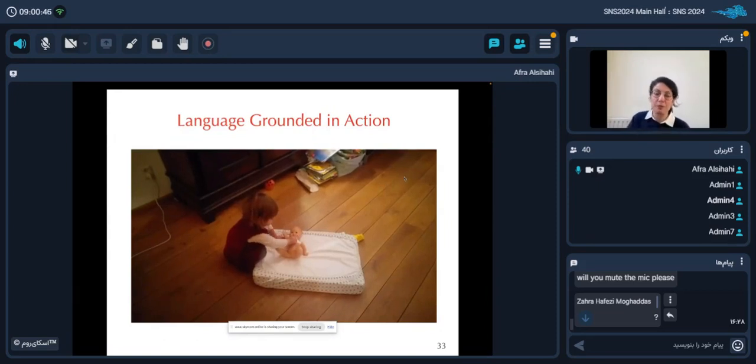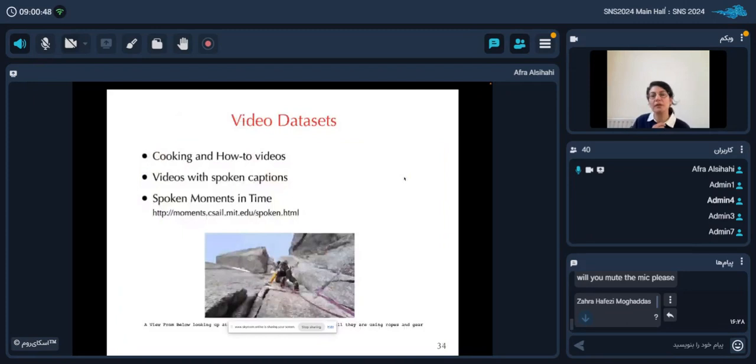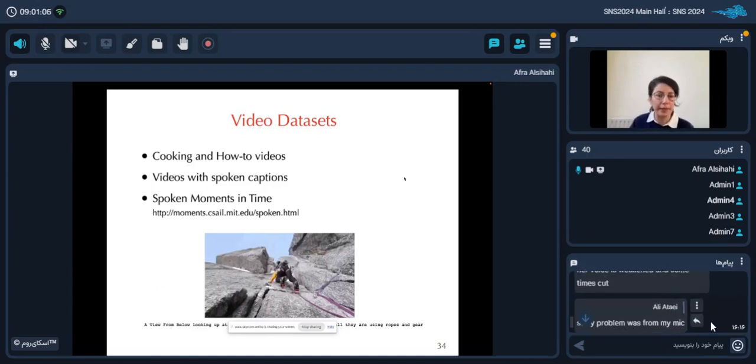So what we really want to do is to move away from these static images and look at videos instead of images. It seems rather straightforward. We basically have to look for data sets that contain videos with some descriptions of what we see in these videos. And there are data sets like that.